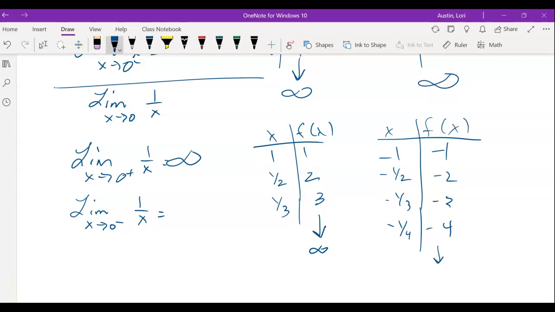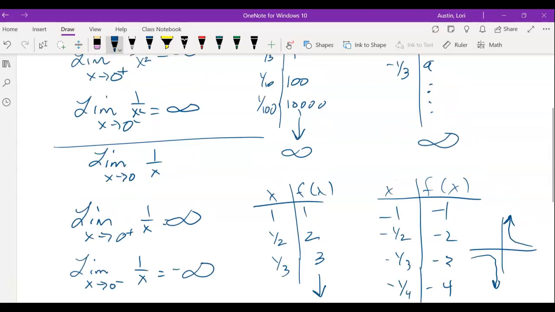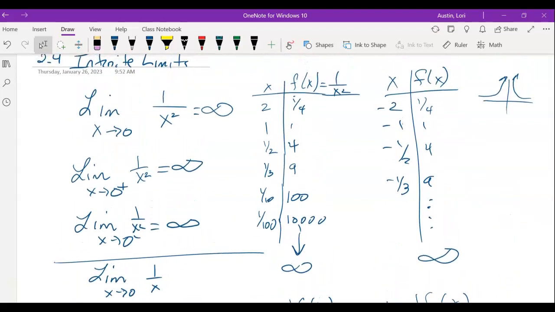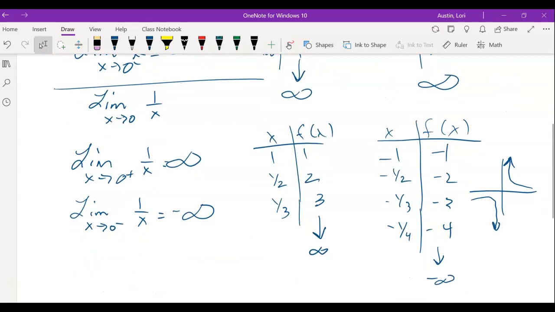So this time it's going to negative infinity. What does the graph look like? We did this graph. It's this, but then it's down, right? As x approaches 0. Now, when the left-hand side equals the right-hand side, even if it's infinity, we can say the limit goes to infinity. But when the left-hand side does not equal the right-hand side, does infinity equal negative infinity? Absolutely not. In that case, what do we say? The limit does not exist. We'll start using DNE.